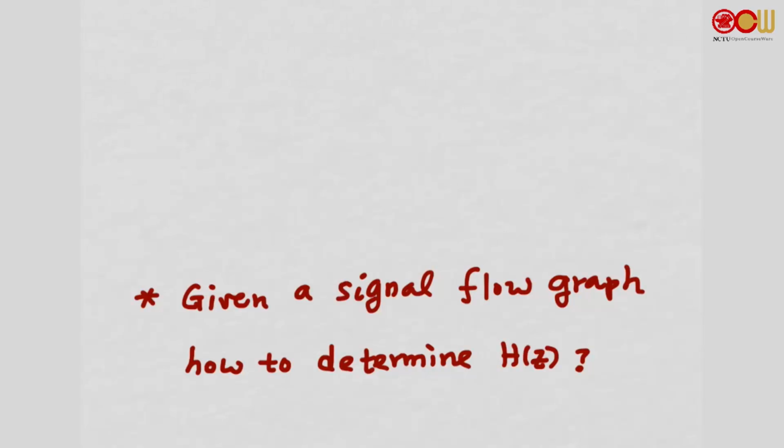Earlier our discussion was mostly on the implementation, how to implement a system when we are given a system function. Now we're going to ask a related question, but slightly in the converse. That is, suppose we are given a signal flow graph. We already have an implementation. How do we know what the system function is?